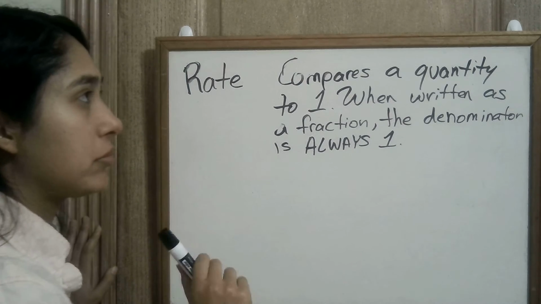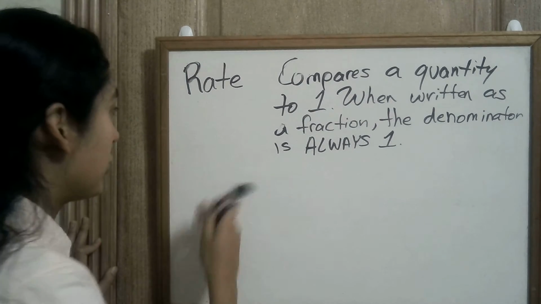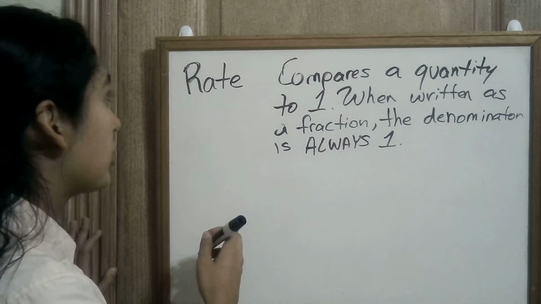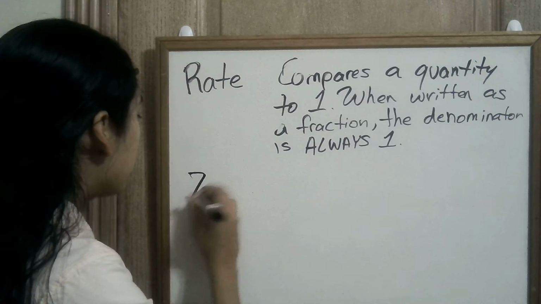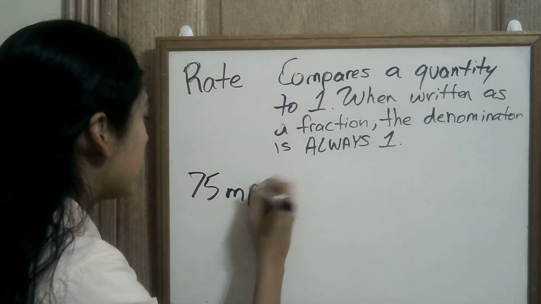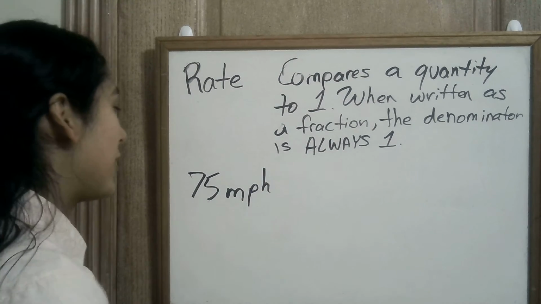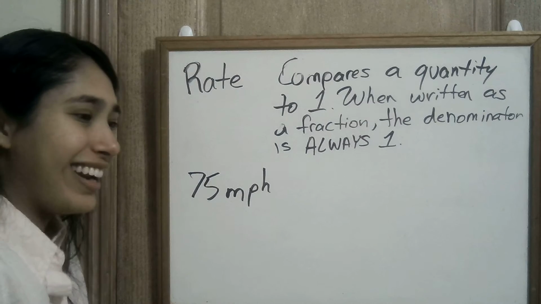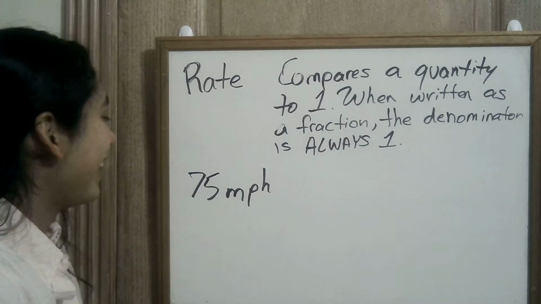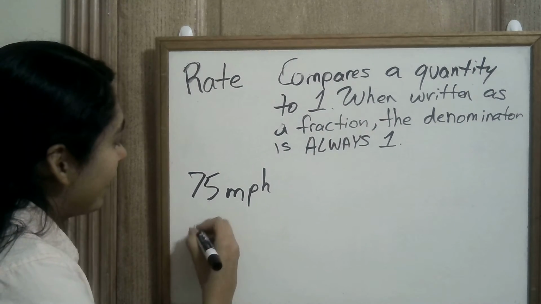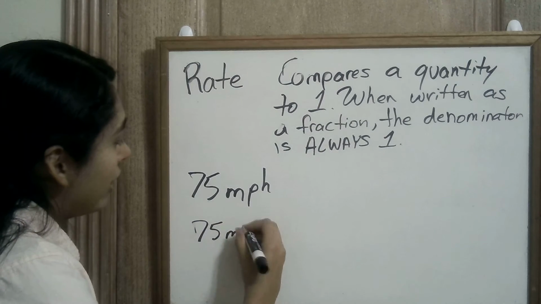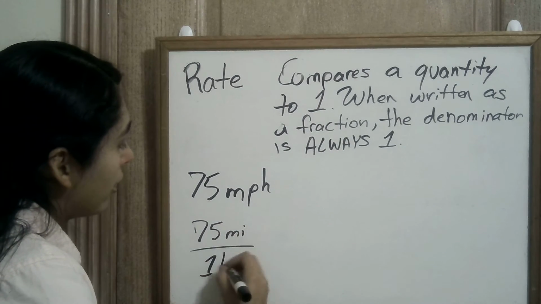Expressway, Interstate 2, which was formerly known as Expressway 83, we have 75 miles per hour as the speed limit in some places that are not under construction. 75 miles per hour. This is actually a rate. Your speed is a rate. It's actually 75 miles per hour.